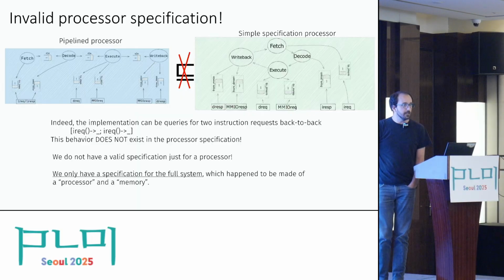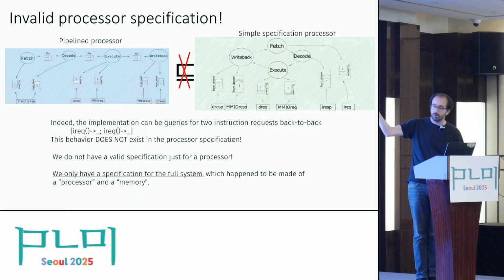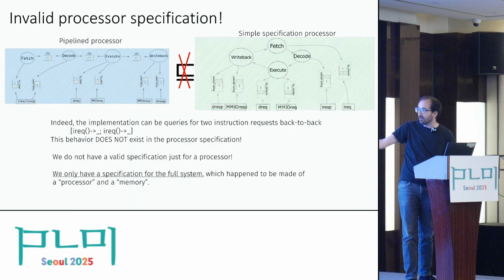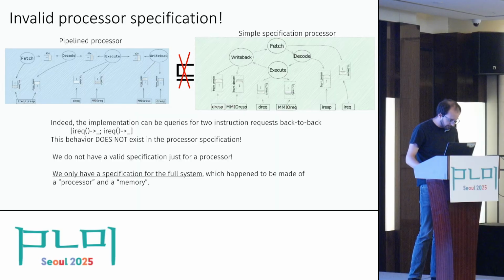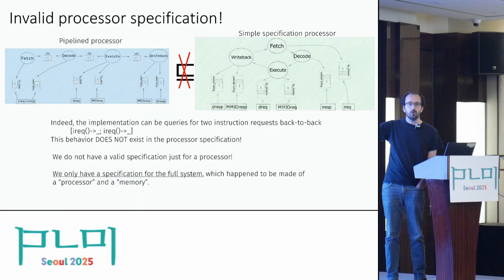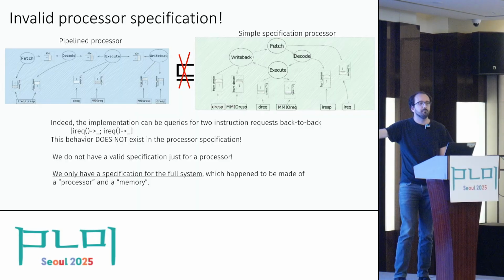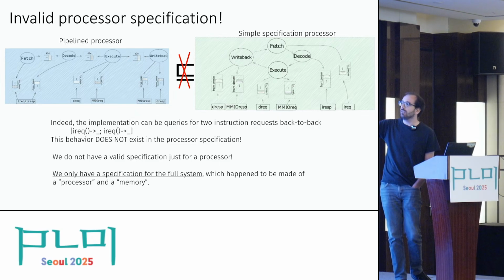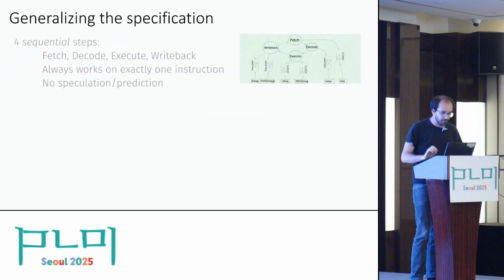So we were very excited because we realized that for this simple problem, we didn't even have a spec. We don't have a valid spec just for a processor. We have a valid spec for the full system, which happened to be made of a processor and a memory, but we don't have a spec of just the processor. And we are not talking about multi-core weak memory models, this kind of business here, right? We are really talking about single core, but doing the study of the processor in isolation of its memory.